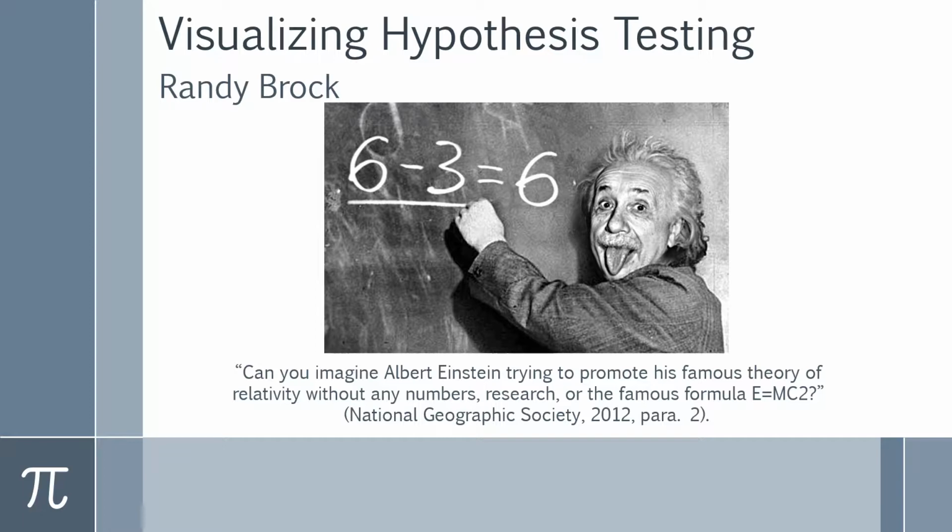Before we begin, I would first like to reference a statement made by a multitude of writers employed by the National Geographic as it relates to the content within this presentation. The article states, "Science wouldn't be science without the facts, research, and numbers to back up all those theories." Can you imagine Albert Einstein trying to promote his famous theory of relativity without any numbers, research, or the famous formula E equals mc squared?